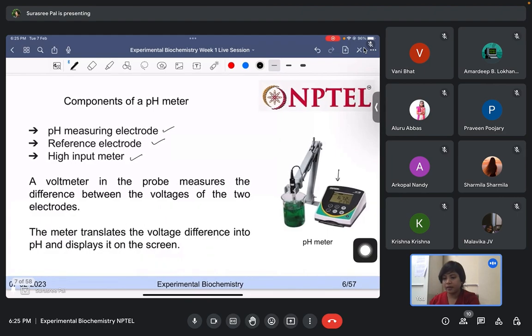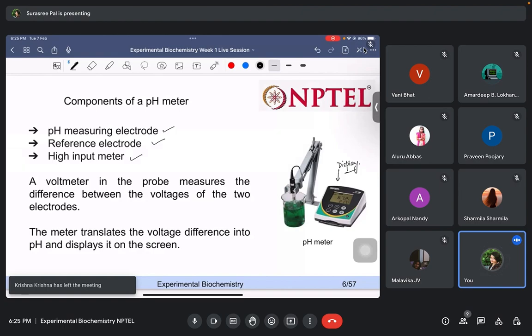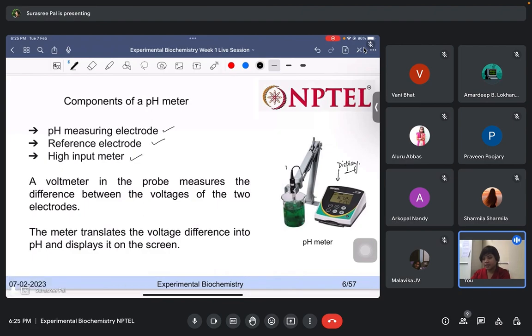So this is the display, and this is where the voltage difference is translated into pH. Okay, so there's a scale which translates the voltage difference into pH, and then it displays it on the screen. So this one is the electrode, and this is a glass electrode.